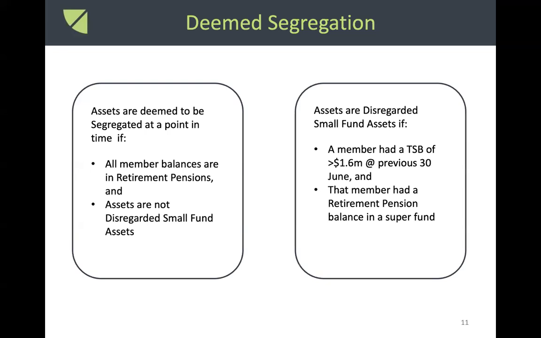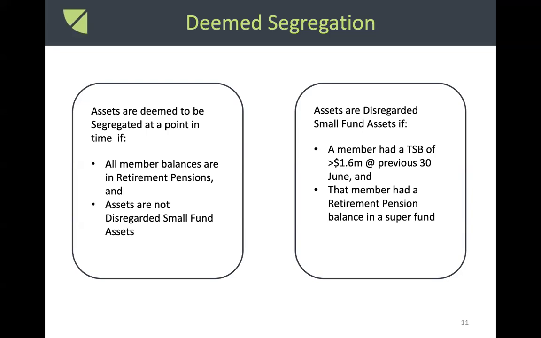I'm glad you asked because we have a definition here. So assets are considered to be disregarded small fund assets if two conditions are both met. One of them is that one or more members of the fund had a total superannuation balance of more than $1.6 million at the previous 30th of June. Keep in mind that that TSB includes balances in other superannuation funds that member might belong to.